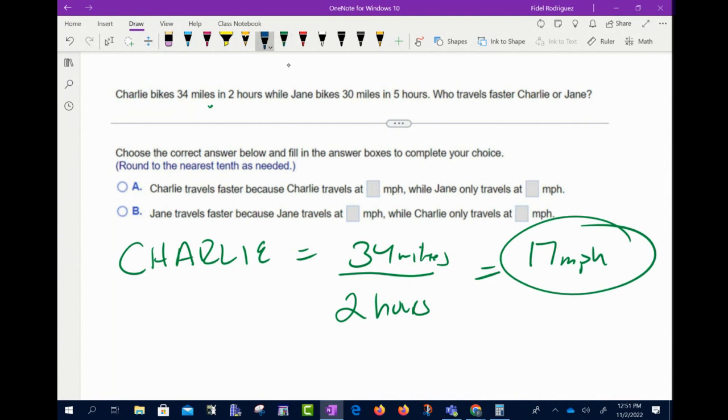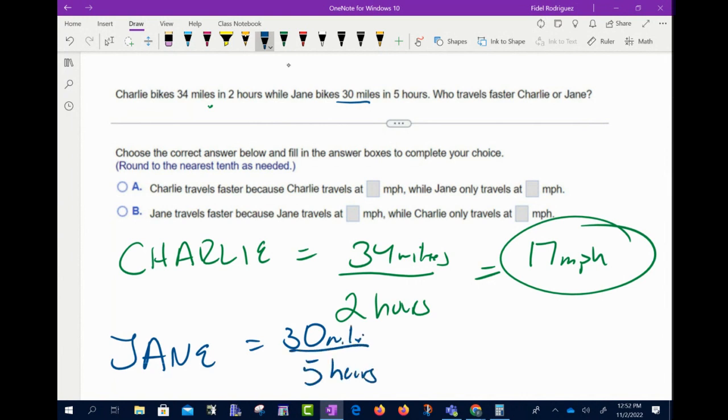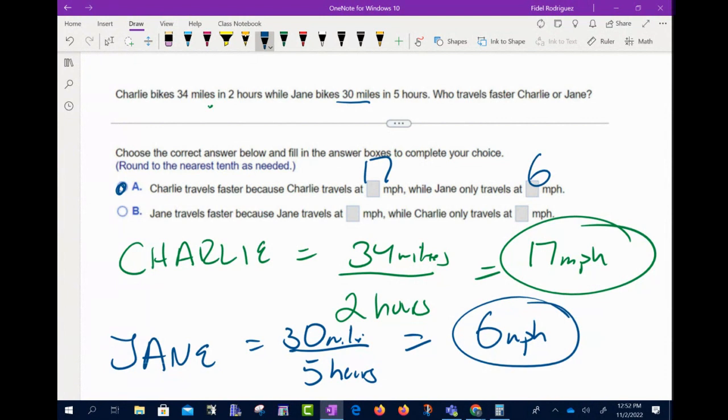And then I would do the same exact thing for Jane, right? Let's take a look at Jane. Jane's going to go 30 miles, and it takes her 5 hours to get there. I divide that out, and that's going to be 6, right? So Jane's going 6 miles an hour. Who's going faster, Charlie or Jane? Charlie, right? If I was doing this problem in my homework, I would say Charlie, because Charlie goes at 17 miles an hour while Jane only goes at 6. But again, that would be my process.